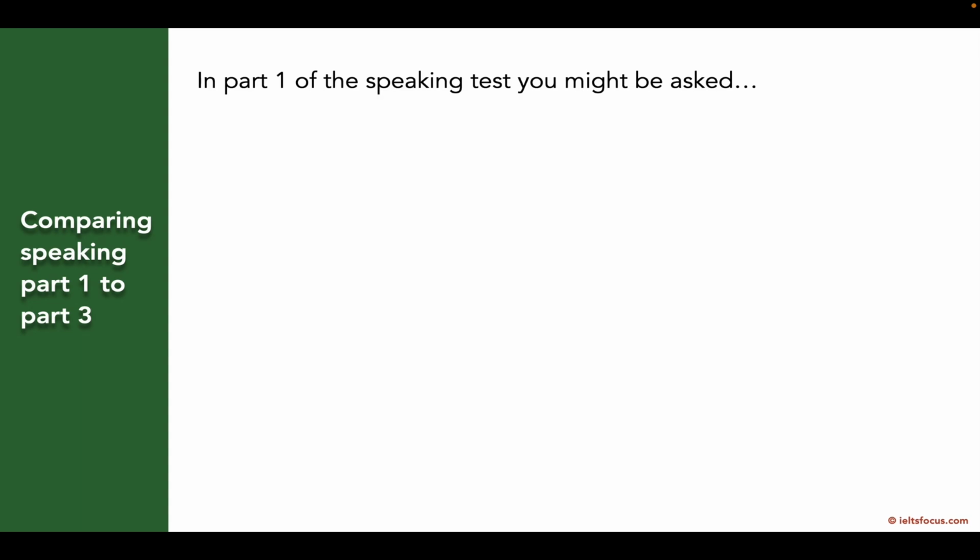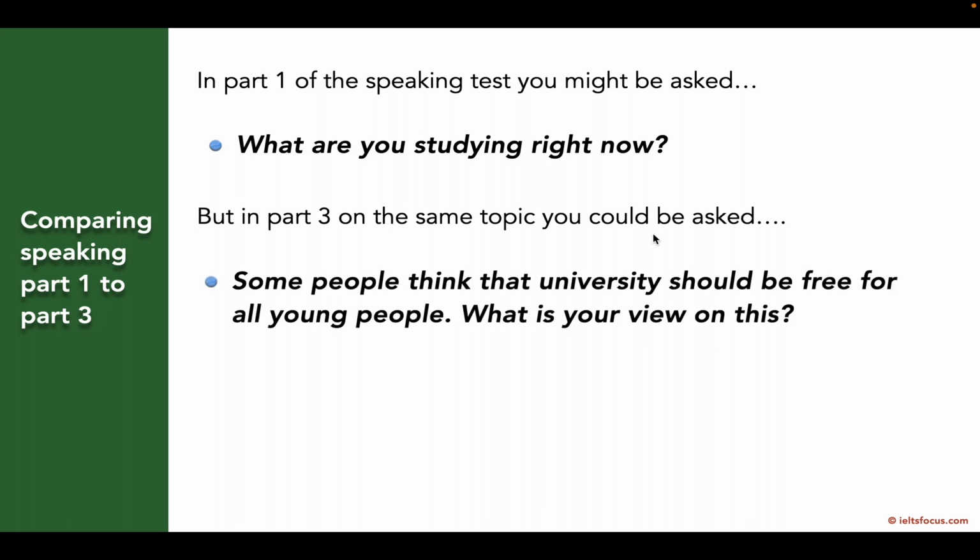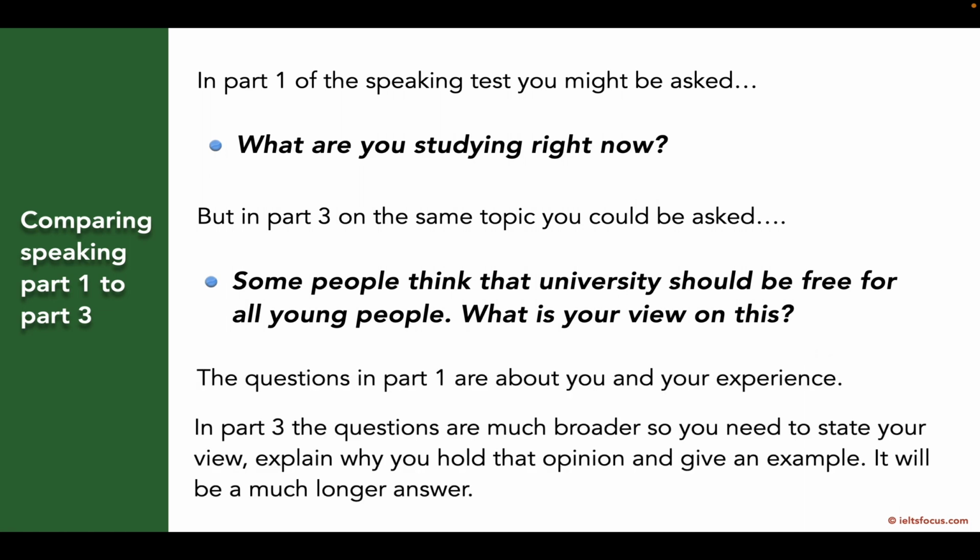Now, in part 1 of the speaking test, you'll be asked something like, what are you studying right now? So this is about studies, and it's about you, obviously, your experience. Whereas in part 3, the topic of studying would be something like this. It's a much broader question where you have to give your opinion and explain and develop your answer. So it's a much longer answer.